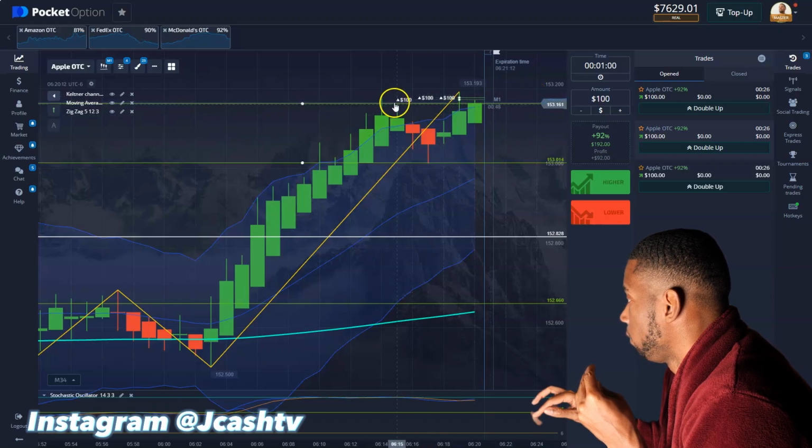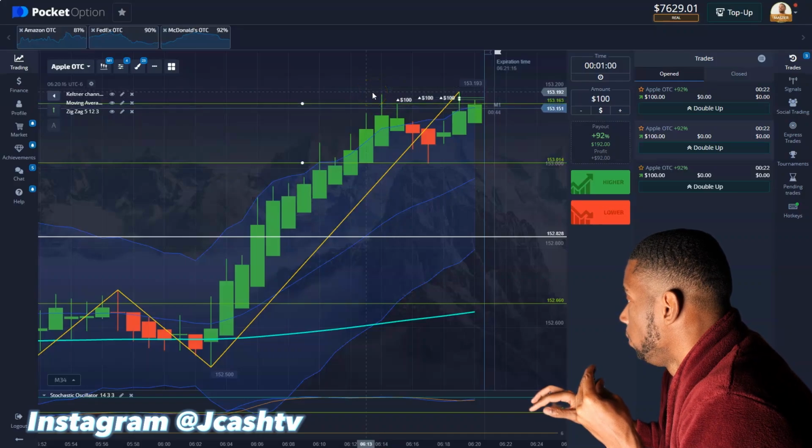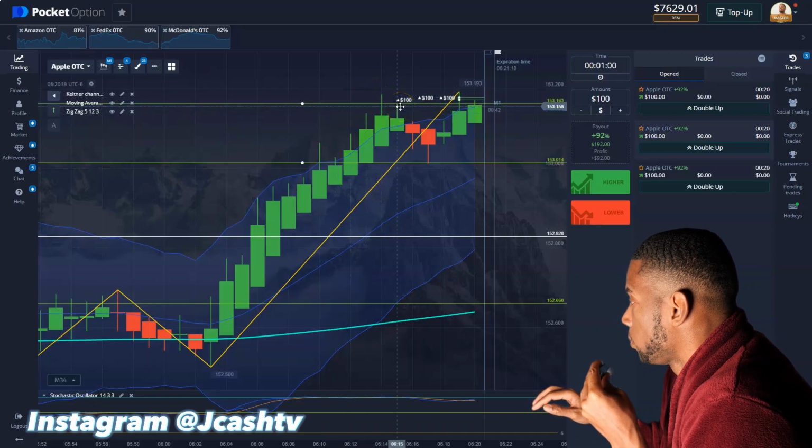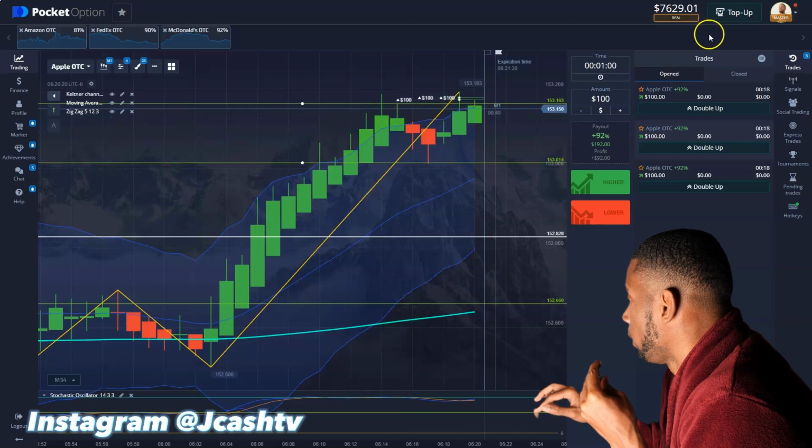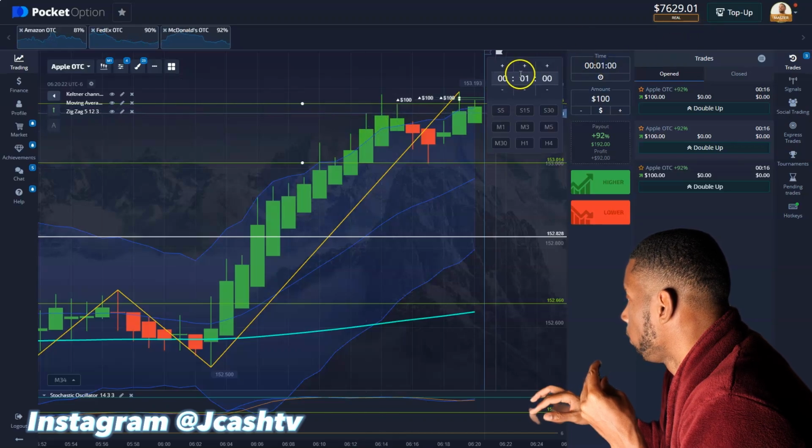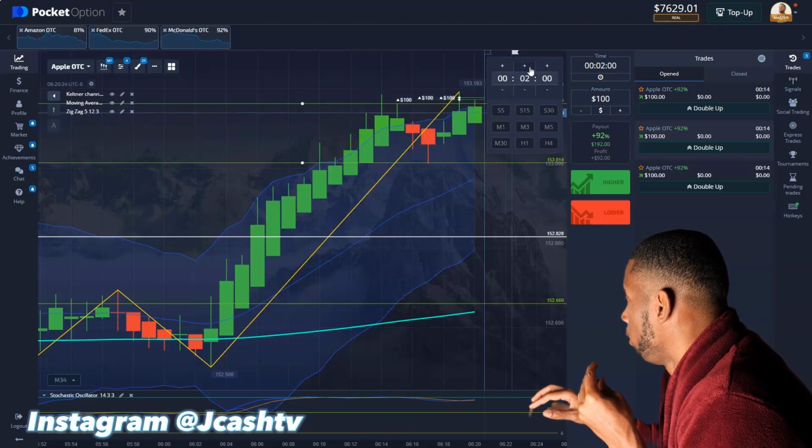So we'll see. So far, it looks like this rejection right here on this candle is pretty strong. So sometimes this causes for a longer trade. Like right now, it don't look like we're gonna get this one. So I'm gonna do a 2-minute trade.